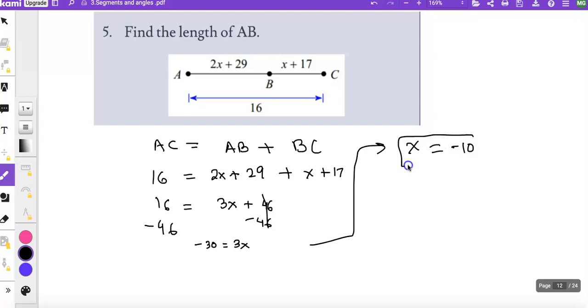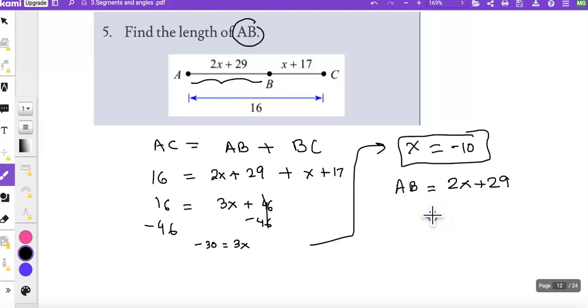Alright, is this your answer? Now what happens is many students, when they work on the worksheet, get excited and say, oh, that's my answer, and stop. No. What is the question asking from you? It is asking you to find the length of AB. Is it x? No. AB is this 2x plus 29. So now you have to go back and make sure you are writing 2x plus 29, and now you will input your value of x.